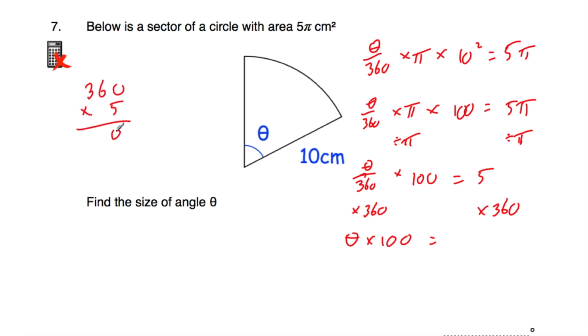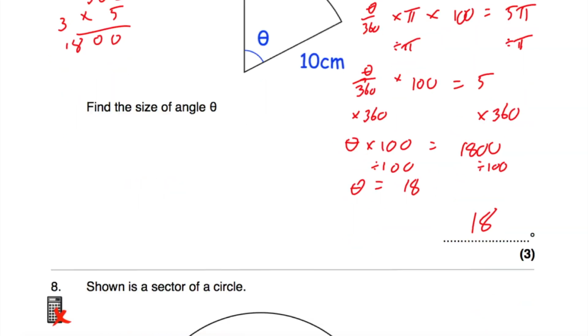5 times 0 is 0. 5 times 6 is 30, put the 0 down, carry the 3, and 5 times 3 is 15, plus 3 is equal to 18. So that's 1,800. So we've got beta times 100 is equal to 1,800. So let's divide by 100 and divide by 100. So on the left hand side, we'll be left with just beta, and on the right hand side, 1,800 divided by 100 is equal to 18. So beta, the size of that angle, is 18 degrees, and that's it.